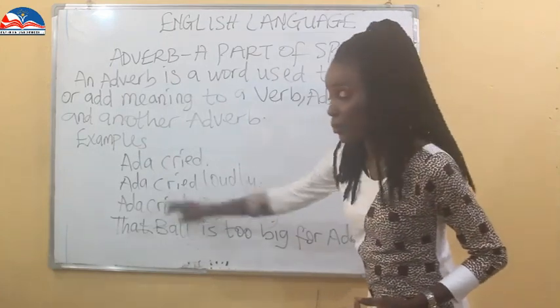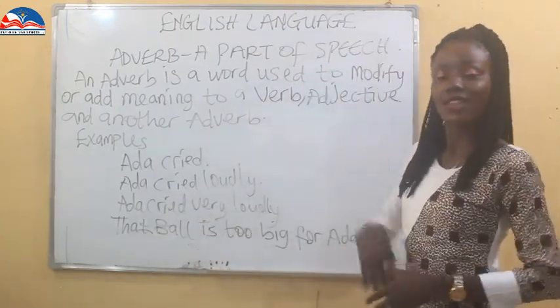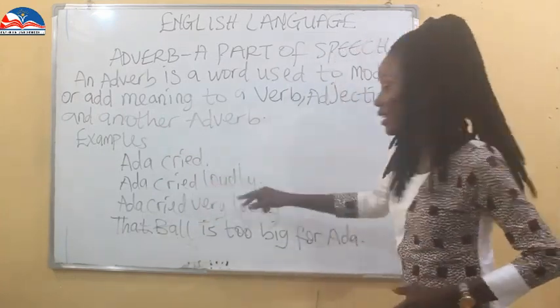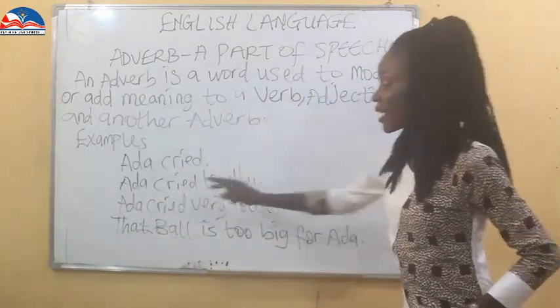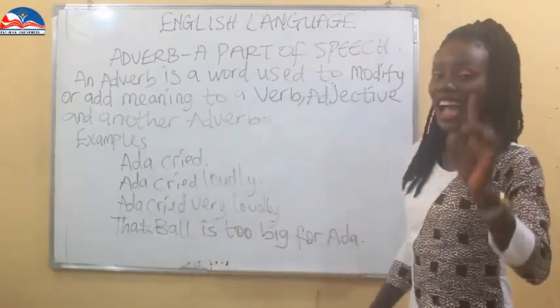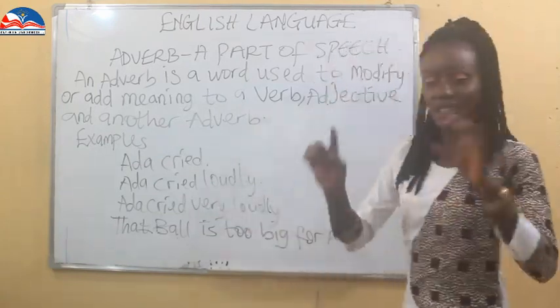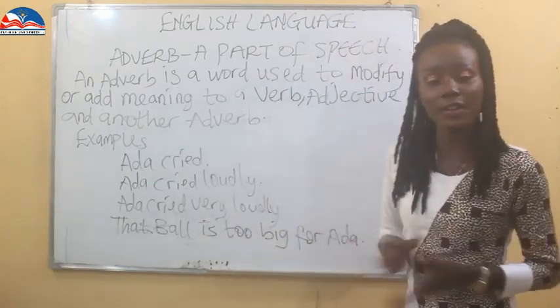The next example we have: Ada cried very loudly. Very loudly. That means there's a degree in our crying. Now we have Ada cried very loudly. Remember, cry is the action performed. That is the verb. Very is an adverb. And loudly is another adverb.